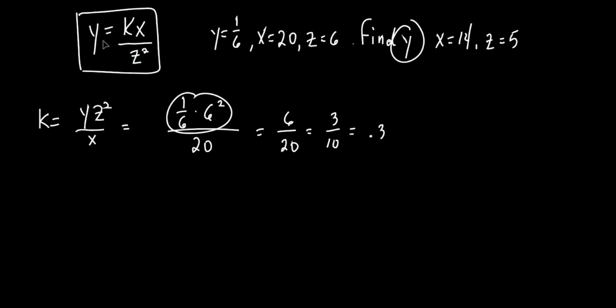Well, check it out. Y is already by itself, isn't it? So that's cool, so I don't have to worry about that. So I just plug everything in. Okay, I know the k now. That's why I went through all this stuff, so I could find k. So I'm going to put 0.3 right here times x. What's our new x? It's 14. And then our new z, which is 5. And then we got to square it because this is z squared. And you punch all that in, and you get 0.168. And that's your answer. I'll put y equals.